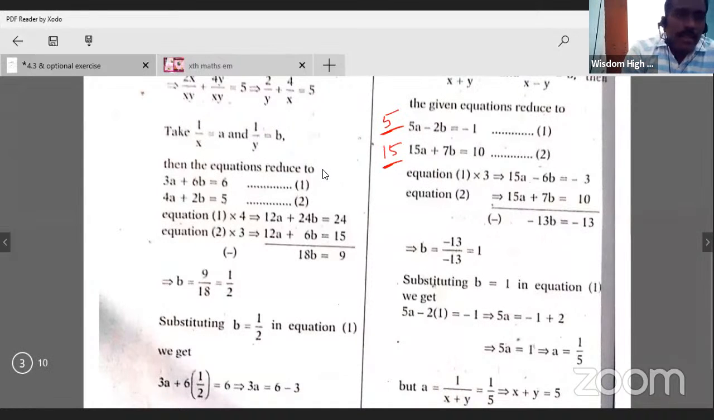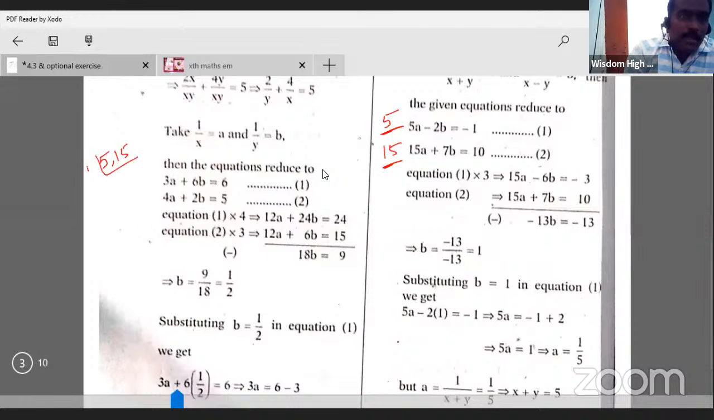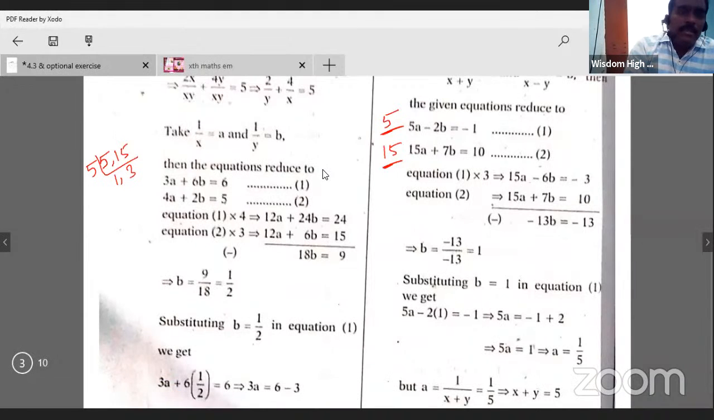So we are taking the LCM of 5 and 15. Yes, see, the LCM of 5 and 15. Here the 5 table: 5 ones are 5, 5 threes are 15. That's it. Now the LCM is 15. Now, yes, students, the first equation's a coefficient is 5, no. This 15 is divisible by 5. 5 threes are 15, so 3 times it will go. Now you have to multiply the first equation by 3.